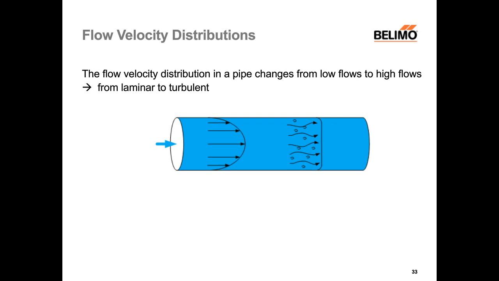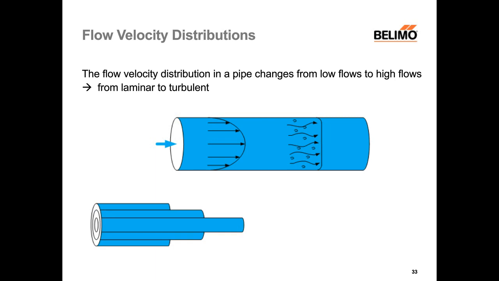Now we take a look at the flow velocity distribution in a pipe, because the flow velocity distribution in a pipe changes from low flows to high flows, from laminar to turbulent. At low flow velocities, we have laminar flow. That means we have layers of flow in the pipe with a lot of friction in between, kind of like an onion. That means the layer next to the pipe wall has a velocity of 0, and then the velocity increases layer by layer as we come to the center of the pipe. And this creates a flow profile as we see in the upper picture on the left side. High velocity in the center and getting lower to the pipe walls.